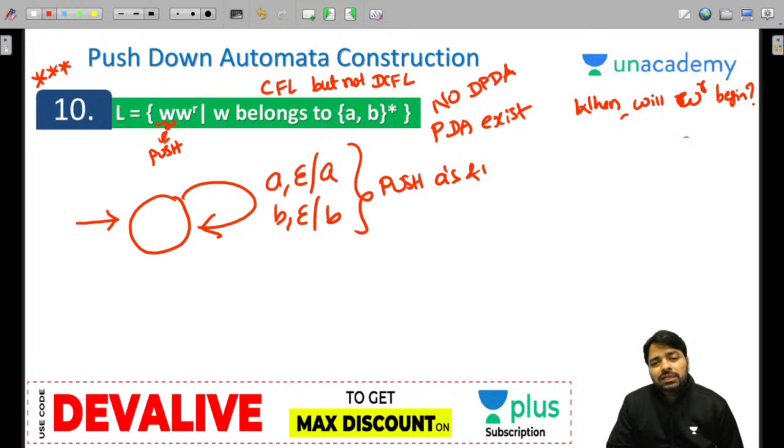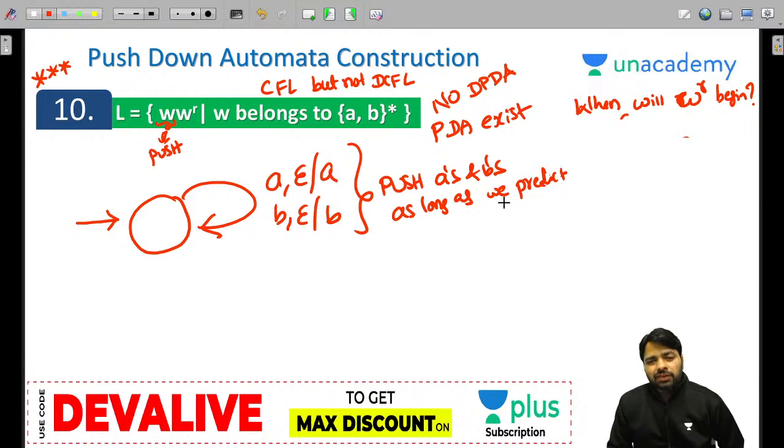Push A's and B's as long as we need, as long as we predict. If you don't want to push, no need. If you want to push only one symbol, you do that. If you want to push 2 symbols, you do that. You can do everything you want here, because anyhow DPDA is not there. Why do you want to look at whether Z naught, A or B is there? No need to do that. Blindly push.